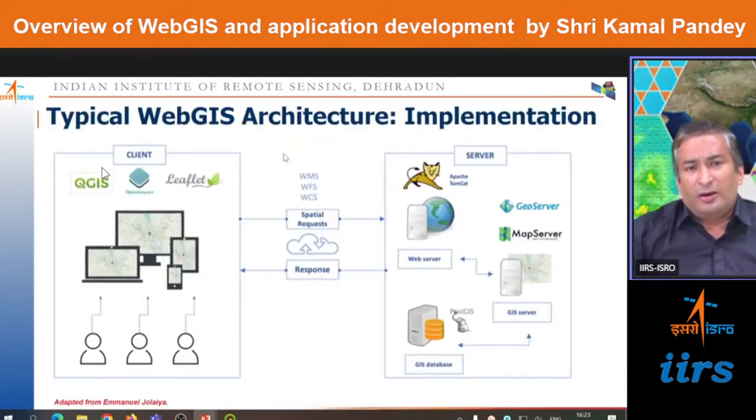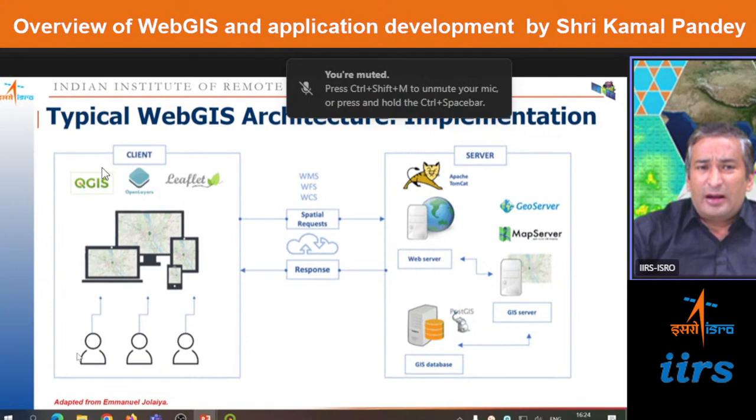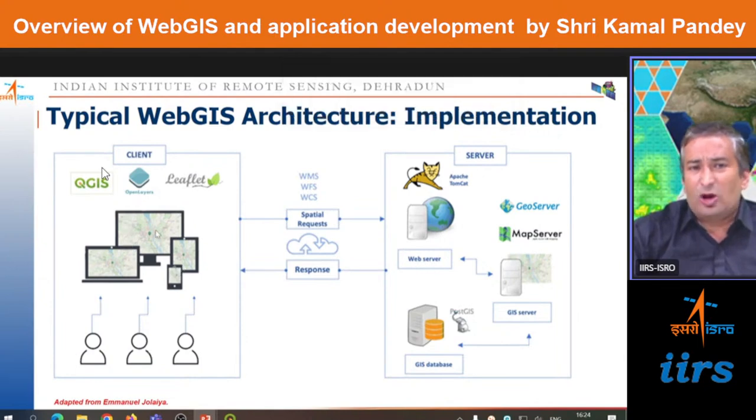So now the typical WebGIS architecture, if we talk from an implementation point of view, how we will implement it. This is your client side. You can have QGIS software over there. There is the Leaflet library. There are multiple clients. It can be a mobile, it can be a desktop. Then they make a request through this client, and these requests can be WMS, WFS, or WCS. WMS means Web Map Service, WFS the Web Feature Service, Web Coverage Service. It can be Web Processing Service also, WPS. Okay, so all these requests are in these formats only.